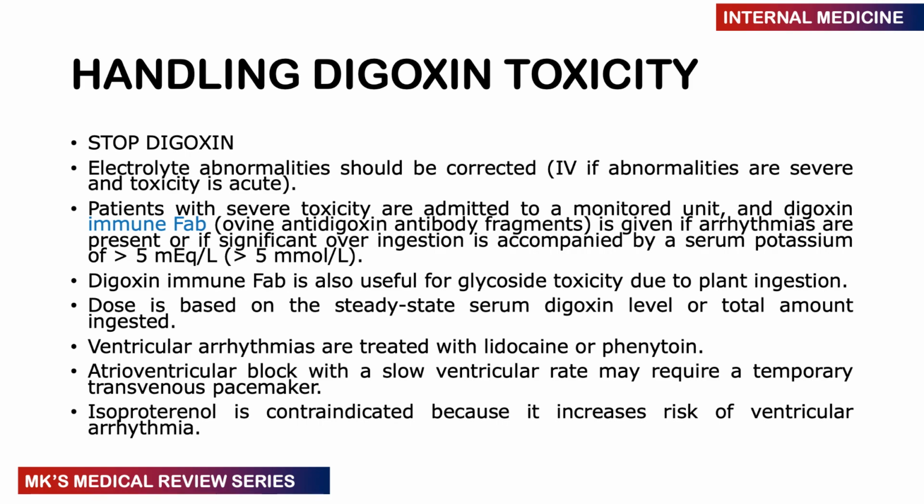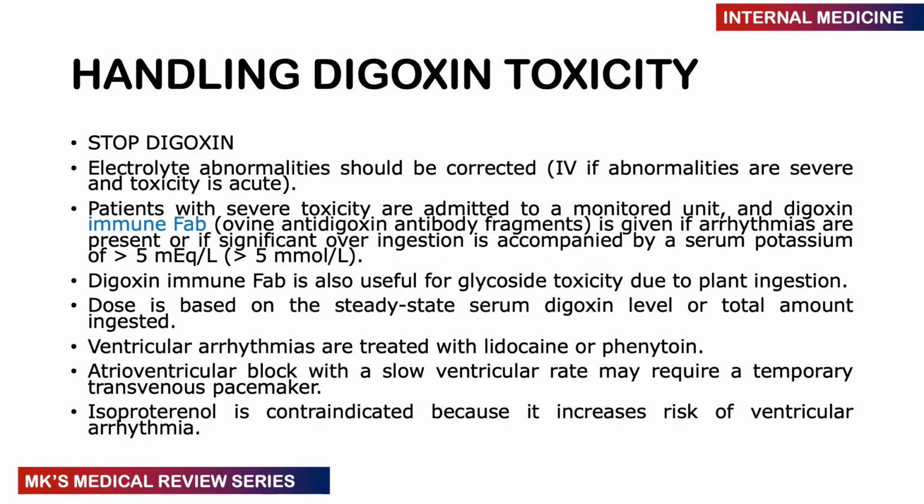When you're handling a digoxin toxicity, you want to stop the digoxin, you want to check your electrolytes, and then these electrolyte abnormalities should be corrected. Give IV formulation, give potassium chloride, don't give slow K. Then for the patients with severe toxicity, you admit them to an ICU. Preferably, you may give them the digoxin immune binding antibodies.